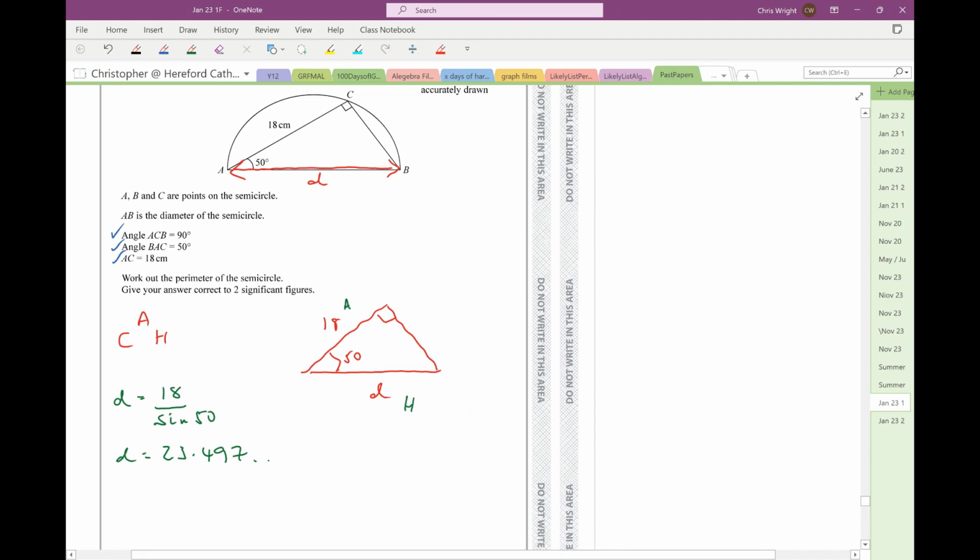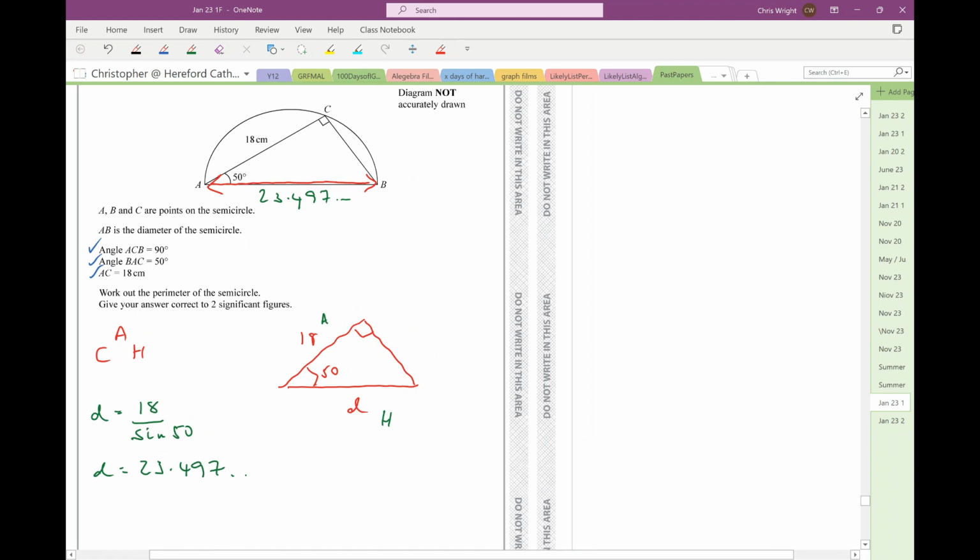Now I've worked out that length of the diameter. I wonder if I can work out the perimeter of the semicircle. Well, the perimeter of the semicircle is made up of half the circumference of the circle and then this straight bit. So to do the perimeter of the semicircle, I'm going to do perimeter equals, now half a circumference, well the whole circumference is pi d, so it's pi times 23.497 and so on, and I only want half of it, so I'll divide that by 2, and then I need to add on another 23.497 and so on because of the straight bit here, that blue bit.